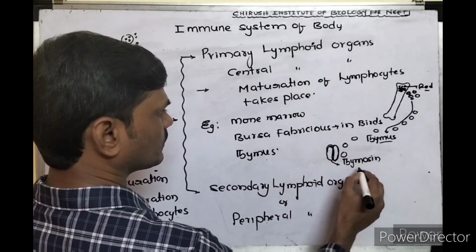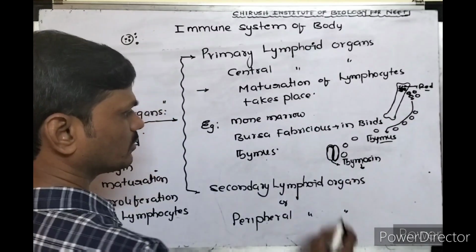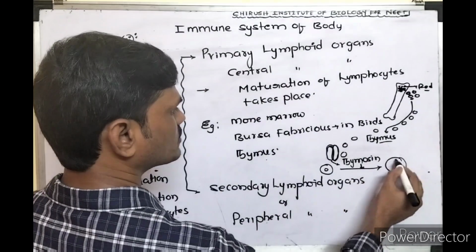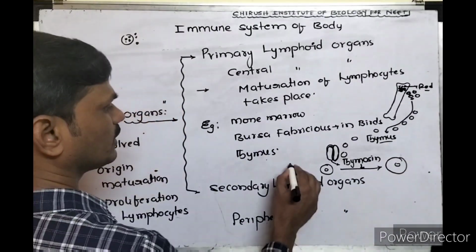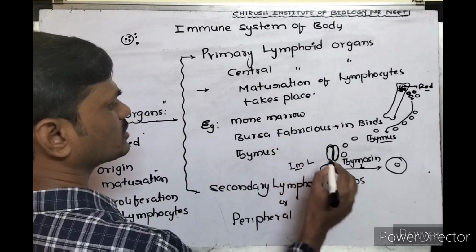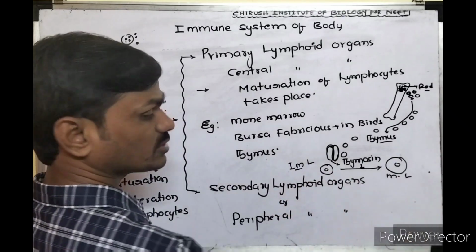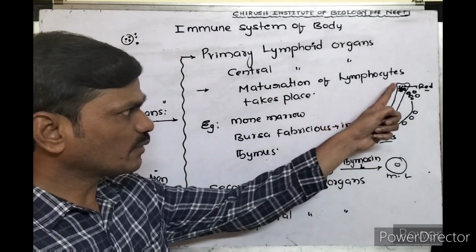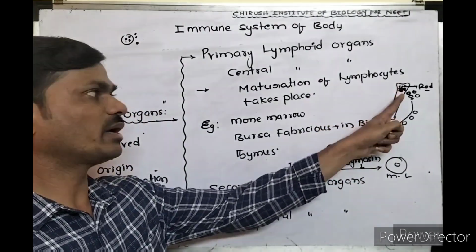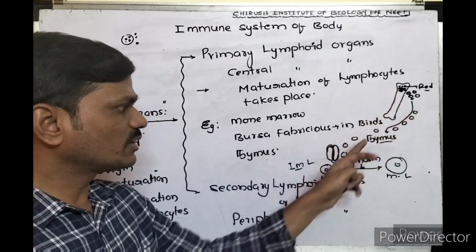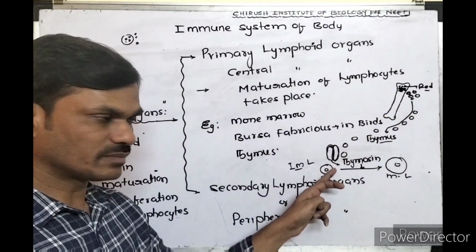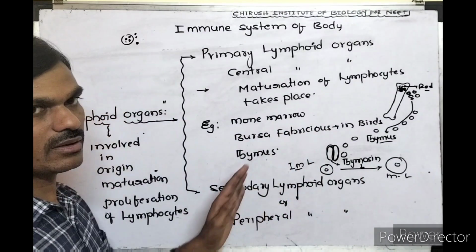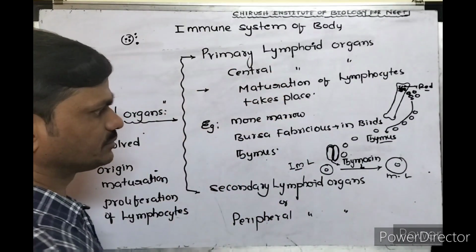In the presence of thymosin hormone, immature lymphocytes are converted into mature lymphocytes. Now you can see lymphocyte origin takes place in bone marrow and maturation of the lymphocyte takes place in thymus. So we are calling thymus, bone marrow, and bursa fabricius primary lymphoid organs.